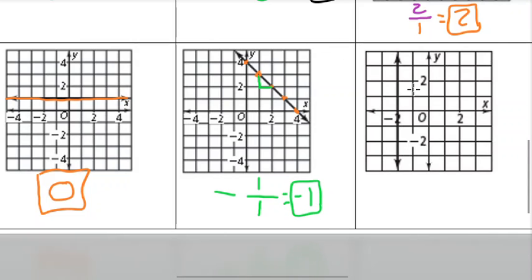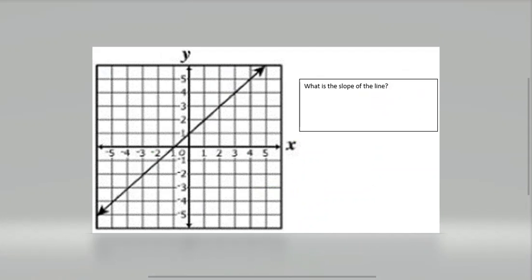All right, my last example here, I see my line is straight up and down. So that means I have a rise, but I don't have a run. It's not moving left or right. So when a line goes straight up and down and doesn't move left or right, that's called an undefined line. So my slope of this line is undefined. Pause the video, see if you can find the slope of this line on your own.